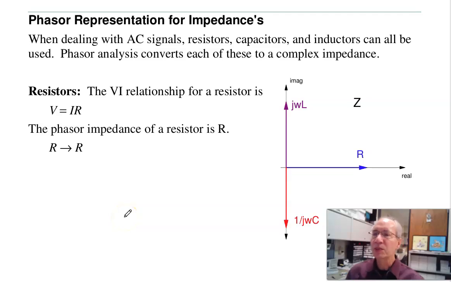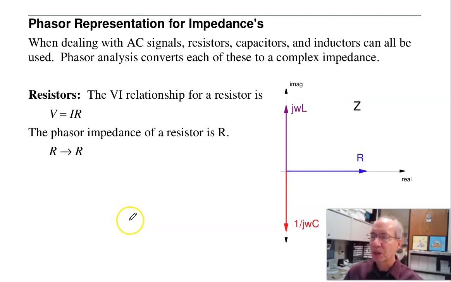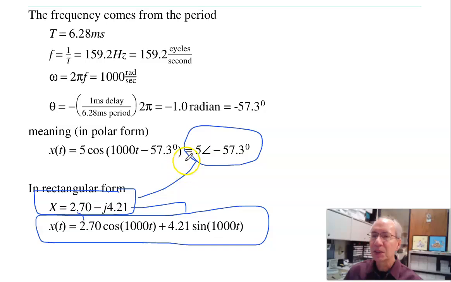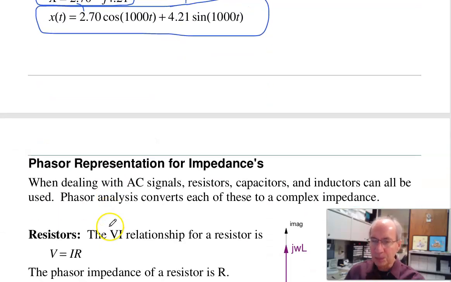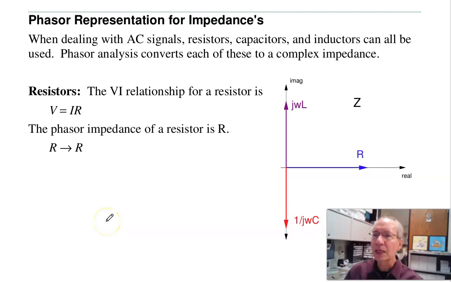Okay, so that's phasor representation for voltages. That's pretty straightforward. Just take the peak and the delay in rectangular form, cosine and sine in rectangular form. Okay, so much for voltages. Same thing holds for current.